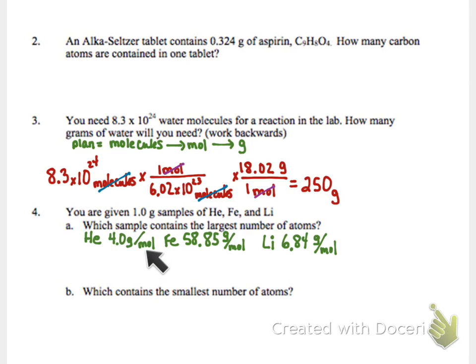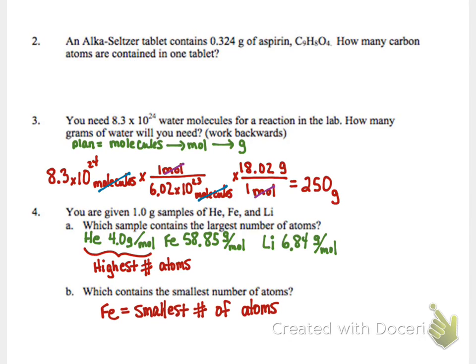So if I have a gram of helium, I'm going to have the most atoms or the most particles. Highest number of atoms because it is the lightest. Iron is going to have the smallest number of atoms because iron is the heaviest. Iron has 58.85 grams per mole, so it's much, much heavier. And lithium is going to be in the middle.